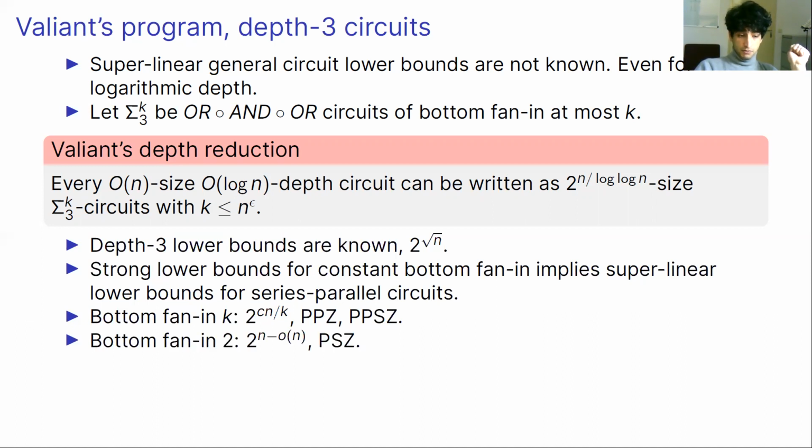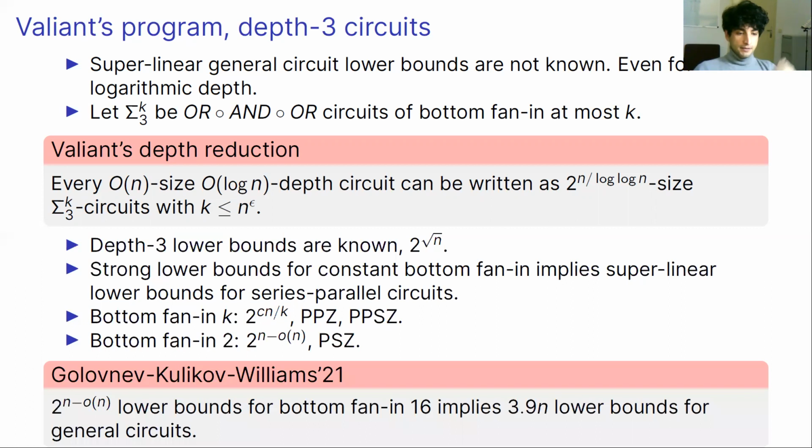And if we fix the bottom fan-in to be 2, in fact, a maximally large lower bound is known. This is by Paturi, Saks, and Zane. And that's all we know. But recently, Golovnev, Kulikov, and Williams showed that such a lower bound for bottom fan-in 16 would actually imply new lower bounds for general circuits.